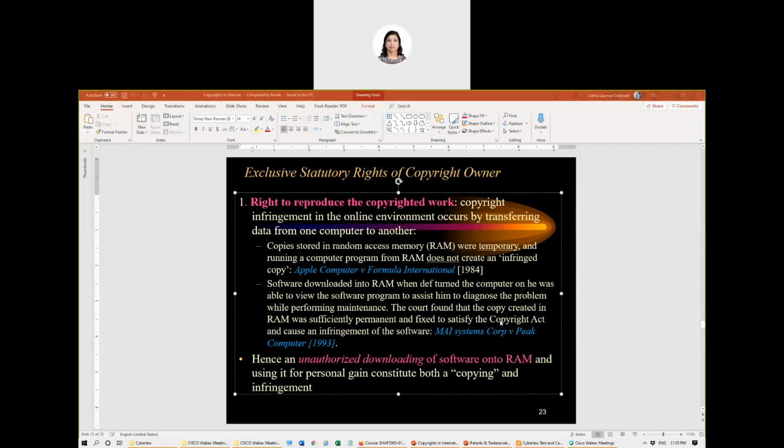Now, there are two cases. One is Apple Computer versus Formula International, and the other is MAI Systems Corporation versus Peak Computer. So we look at these two cases. In the first case, you look at copies that were stored in the RAM, and because these copies were stored on a temporary basis, the running of a computer program from the RAM was decided by the court not to have created an infringing copy.